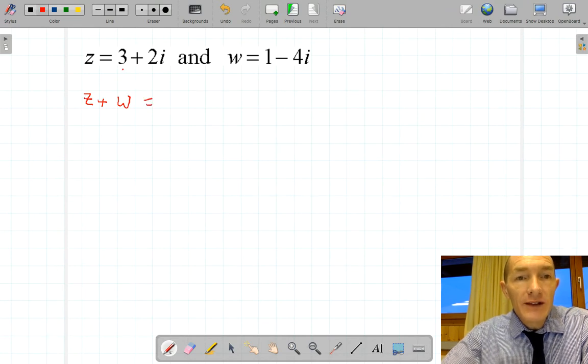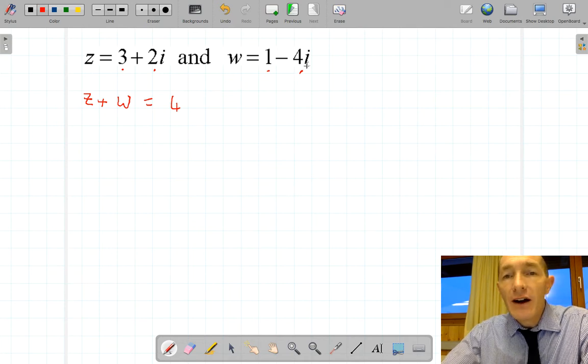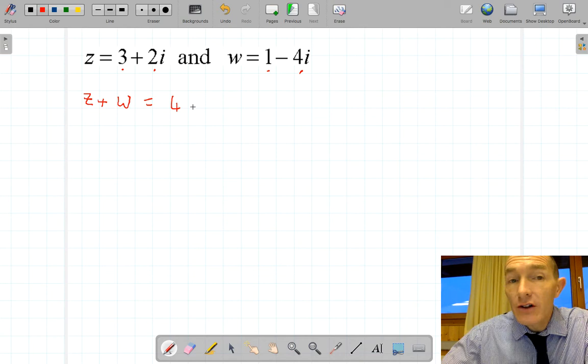All we need to do is add the real part with the real part. And then we add the imaginary part with the imaginary part. So this is plus 2i and this is minus 4i. And i is just like a letter you use in algebra here. So it becomes minus 2i. And we're going to do a similar thing. Let's do w take away z.